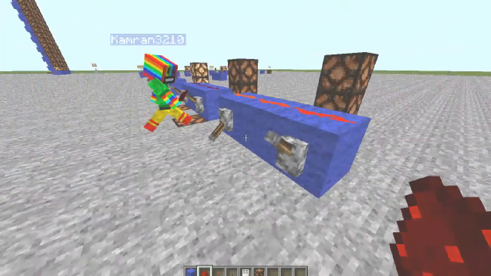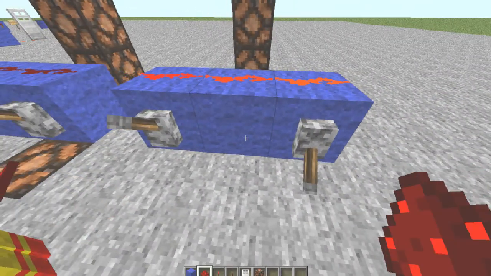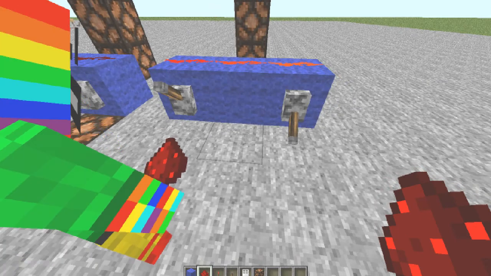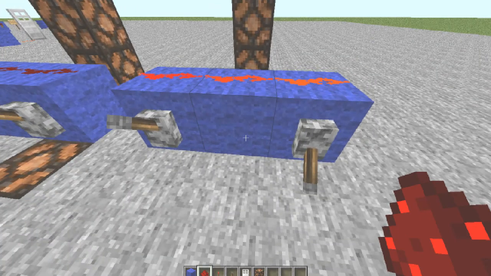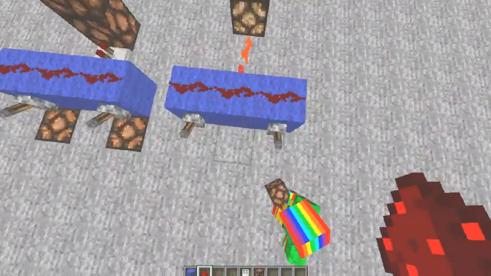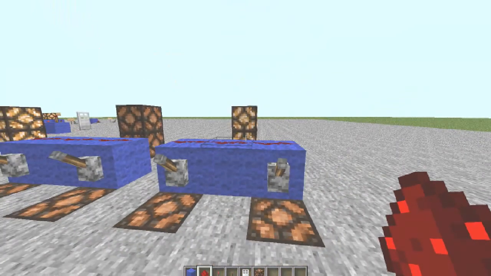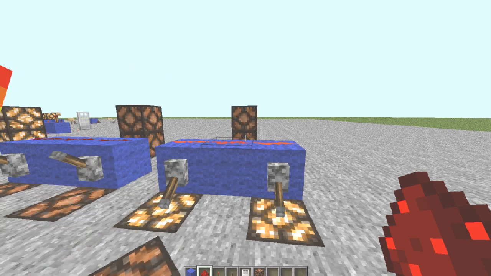So they're both on, which makes it off. So they're both off, which makes it on. One's off and one's on, which makes it off. And if one's off and one's on, you can just look and see. So basically, if any of them are on, it's off. Yeah, that's correct.